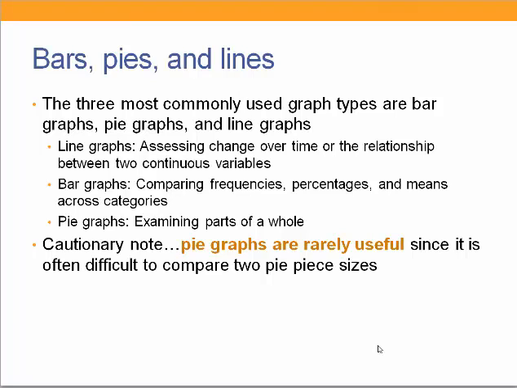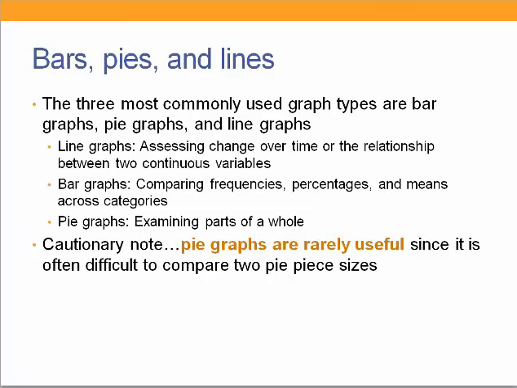So I wanted to give you one quick cautionary note. Pie graphs are rarely useful for a good display of data since it's really difficult to compare two pie piece sizes. So if you have a pie chart and one of the categories in it is represented by 33% of the pie, and another piece is representing 30% of the pie, looking at those two pie slices, it's hard to tell which one's larger. It's easier if you put the same data in a bar graph and you can tell which bar is taller.